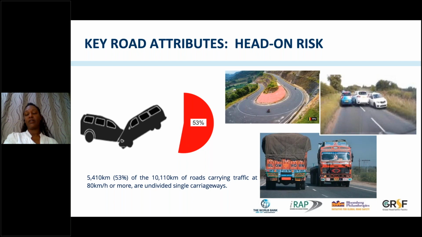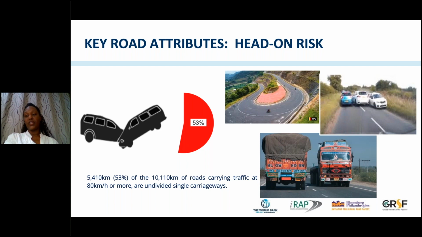Head-on collisions are known to be one of the three key causes of fatalities and serious injuries. So when we look at the data and at the road infrastructure, how it's built and what facilities are available, we find that approximately half of those roads that have high speeds, so speeds above 80 kilometers per hour, don't actually have anything to separate. They're number one, undivided, so there's nothing to separate opposing flows of traffic.